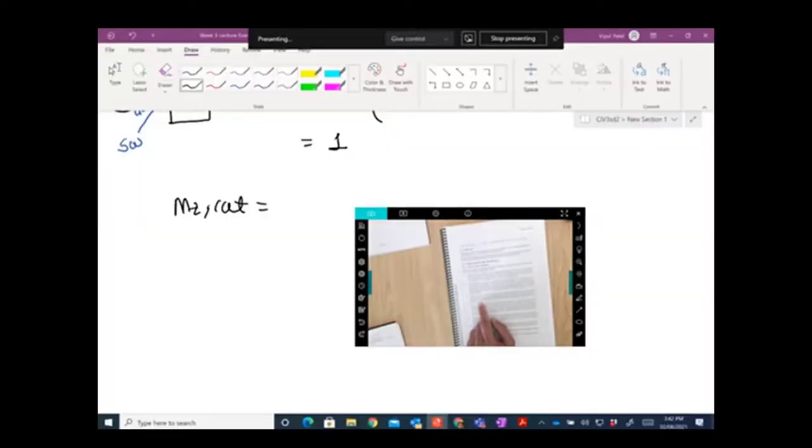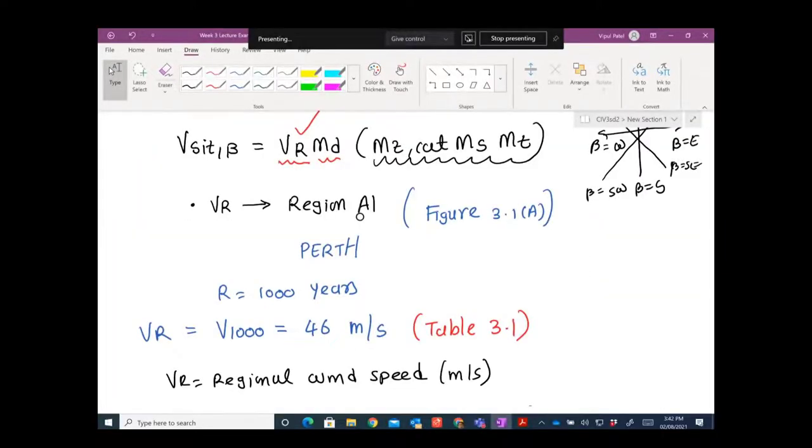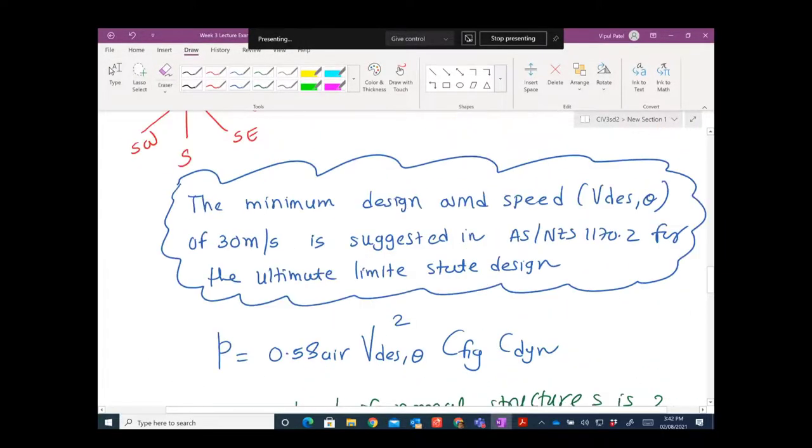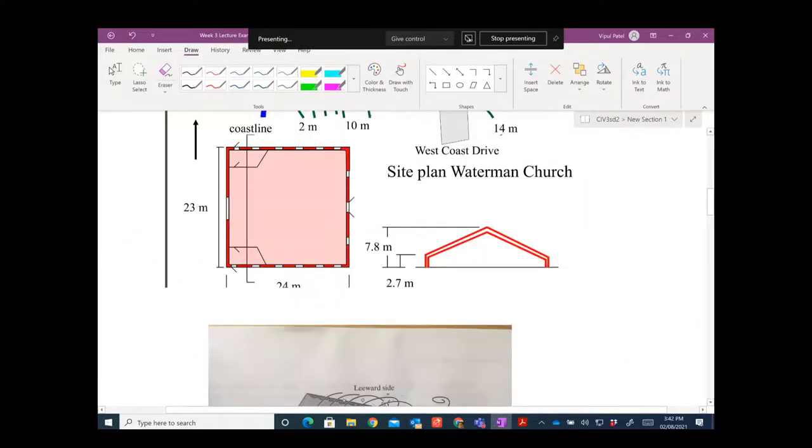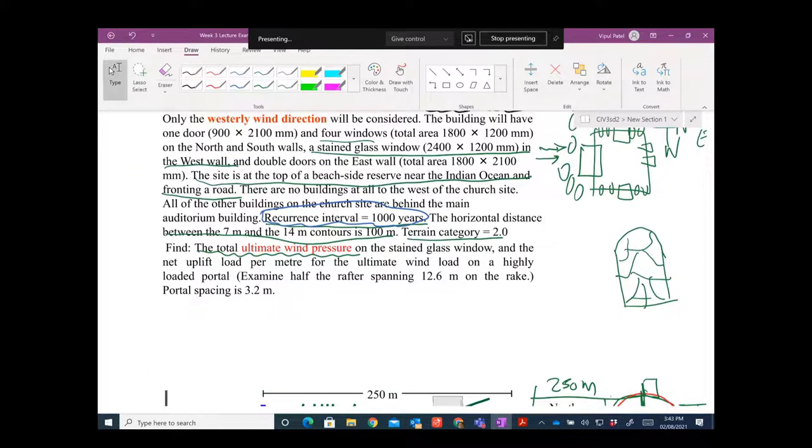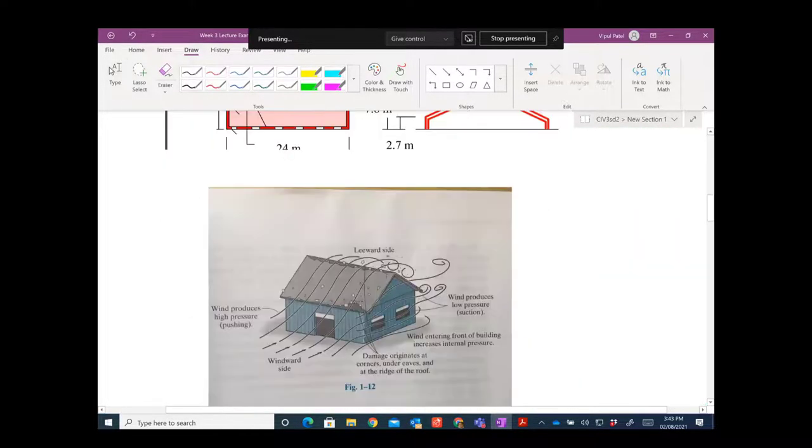Why are we taking terrain category 2? Because the question mentions that they have nothing on the west side and everything is behind the auditorium. They say there is no building at all to the west of the church site. So therefore we take terrain category number 2.